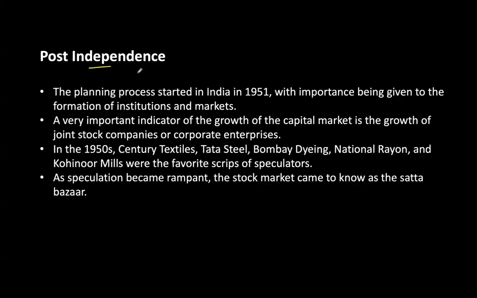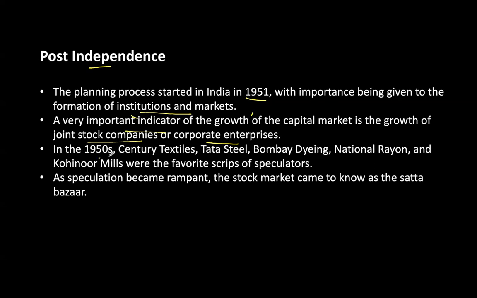So post-independence, when the planning process started in India in 1951, importance was given to the formation of institutions in the markets. As we know, if we follow the planned model of economic growth and development, five-year plans were the model that we adopted. So even capital market restructuring and reforms were a part of those plans. It was a very important indicator for the growth of the capital market: the growth of joint stock companies and corporate enterprises which started emerging. This acted as an indicator of how the Indian economy was also growing, when we talk about the growth of the capital market in India.